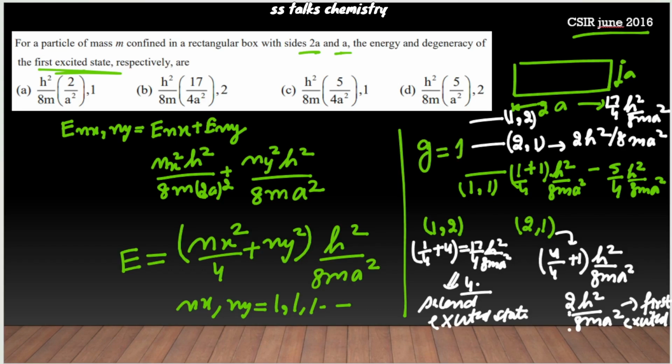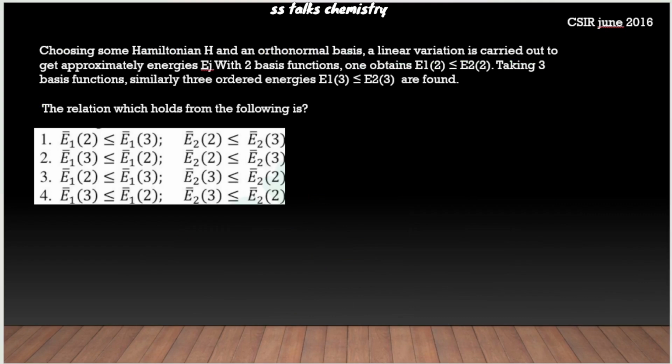So for this again, degeneracy is 1 only. Based upon this, you can see degeneracy 1 in two of the options. This energy we have got is for the ground state, and this is the one for the first excited state. So option A is the right answer in this. I hope it's clear. Moving to the next question now.